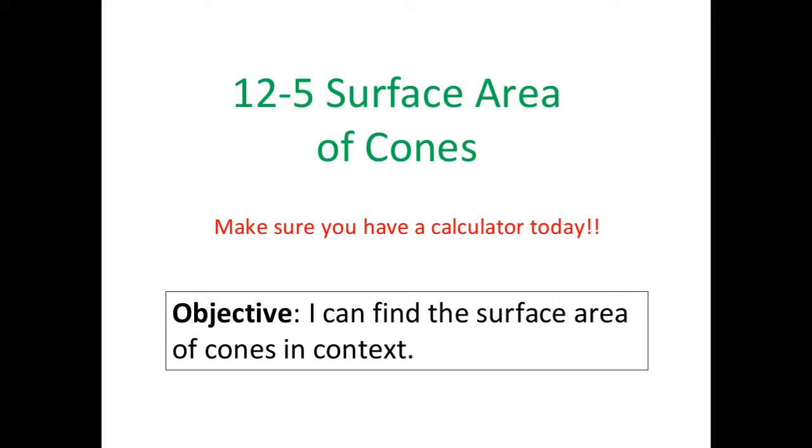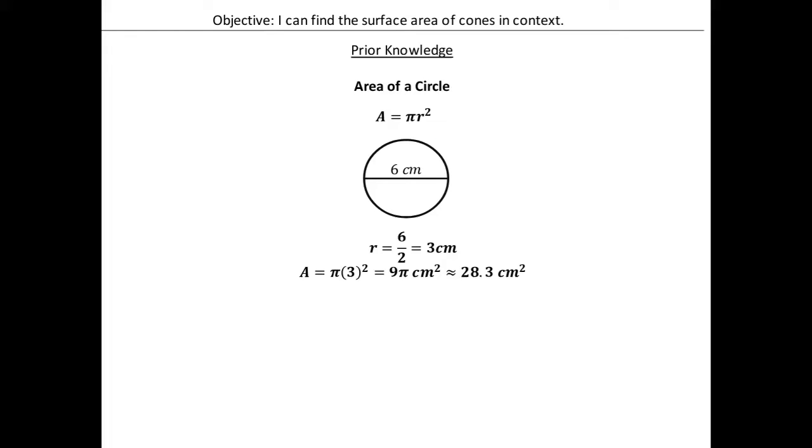All right, so our objective for today is we're going to be able to find the surface area of cones. And cones, again, have a circular base, and then it's pointy on the other side. So just for prior knowledge, we have our circle, and we have to figure out the area of a circle. The formula is A equals pi r squared, our formula for circles.